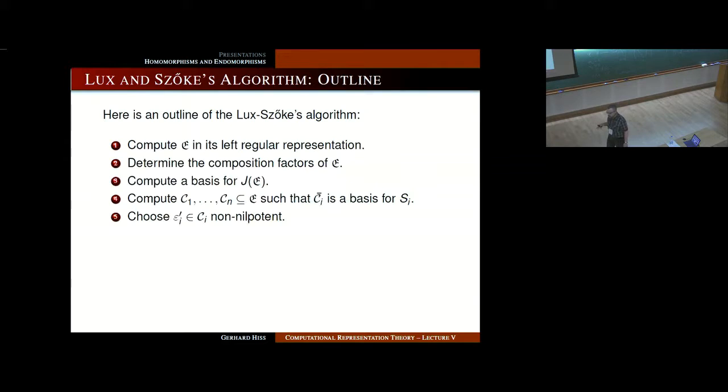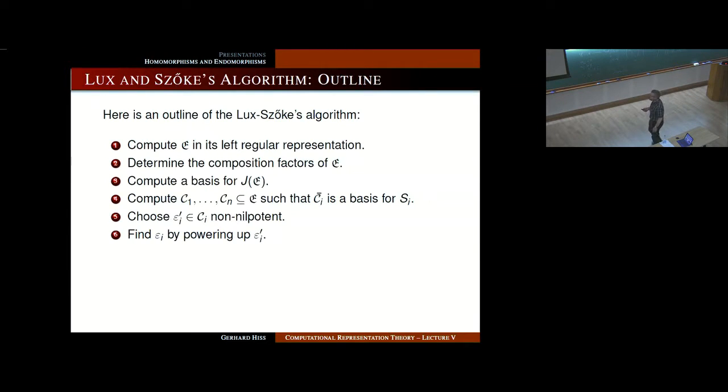The Jacobson radical is nilpotent. In particular, every element in the Jacobson radical is nilpotent. And conversely, every nilpotent element lies in the Jacobson radical. So the nilpotent elements in here are those that project to zero. But if you find the basis here, you must have some non-nilpotent elements in here.